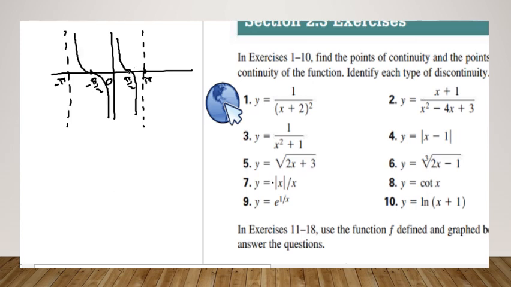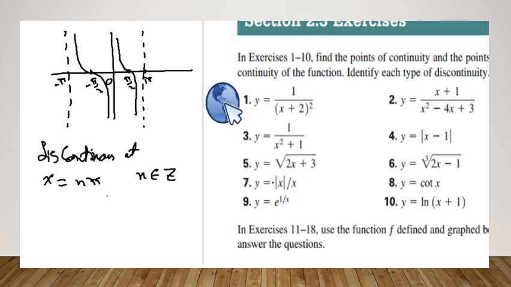So you have a discontinuity at each point that is pi or 2 pi or 3 pi. So each point with n pi. So this is discontinuous at x equal to n pi, where n belongs to the integers Z. So for any point like 1 pi, 2 pi, 3 pi, all of these points I have discontinuity.